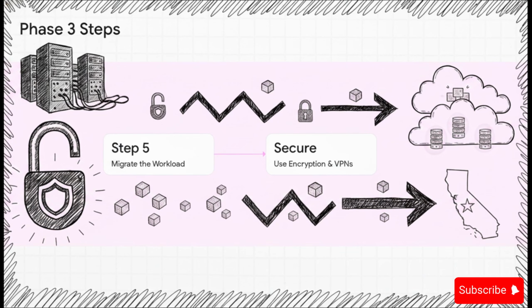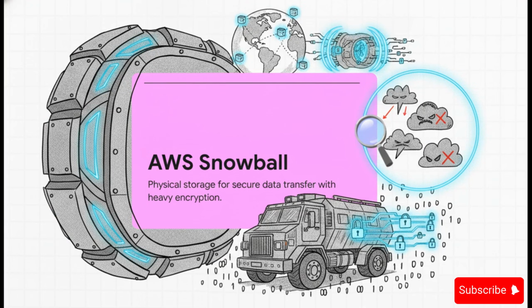Just picture this for a second, securely transferring the contents of an entire physical data center in Delhi all the way across the world to cloud servers in California, and doing it flawlessly during those exact predetermined off-peak hours we found earlier. But how do you actually pull that off safely? Moving outside your local firewalls is incredibly risky. Well, that's exactly why you use services like AWS Snowball.